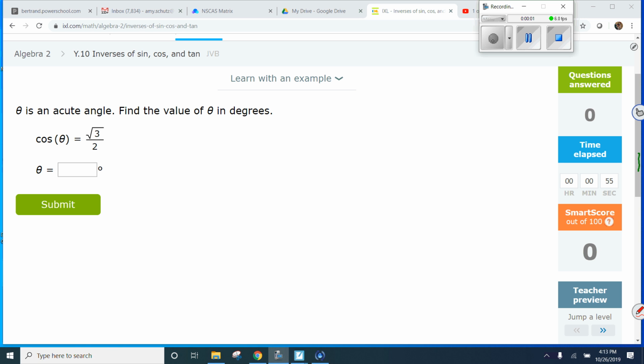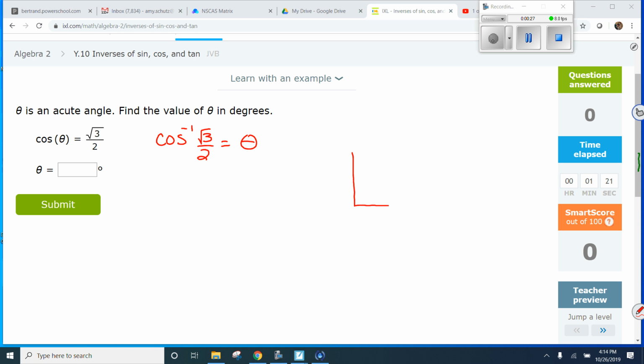Or is inverse functions. This question says the cosine of theta is equal to radical 3 over 2. Another way you could ask this question is just to say the inverse cosine of radical 3 over 2. It's asking for the same thing, which is what is that angle measure.